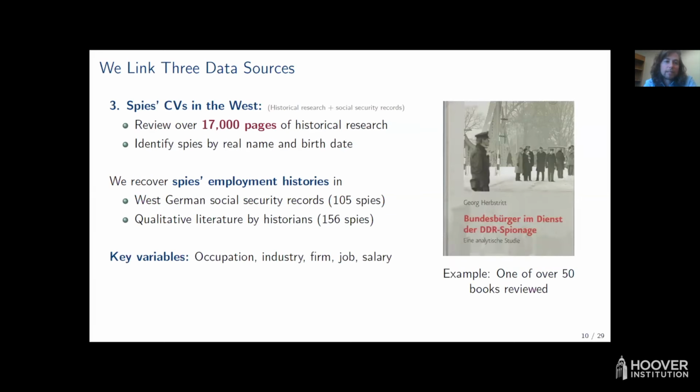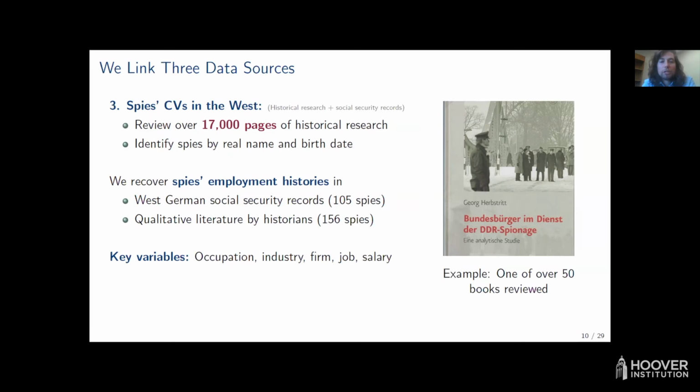And then the third data set, and this is where text as data comes into play in this particular presentation, are the spies' CVs in the West. What we do there is we have reviewed over 17,000 pages of historical research. Books like the book that I show on the right. These are books written by historians, but we've also checked newspaper articles and other sources from the time.